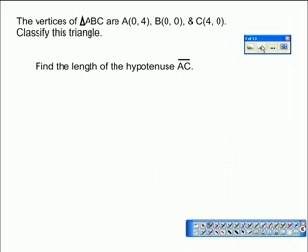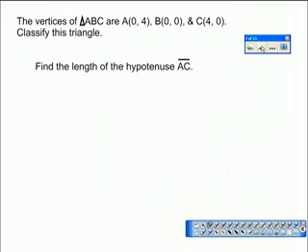Here's what we can do with this stuff. We can do analytical geometry, which is taking some geometric based stuff and then using some rules of algebra to justify why we're getting what we're getting. The vertices of triangle ABC are at A(0, 4), B(0, 0), and C(4, 0). Classify this triangle. What does it mean to classify it? We're going to give it its name.